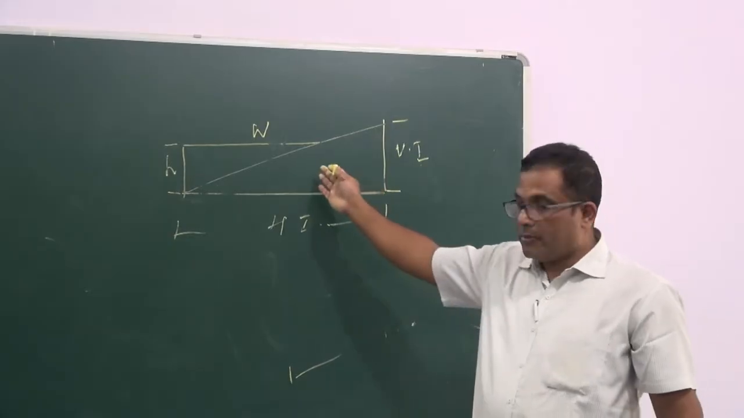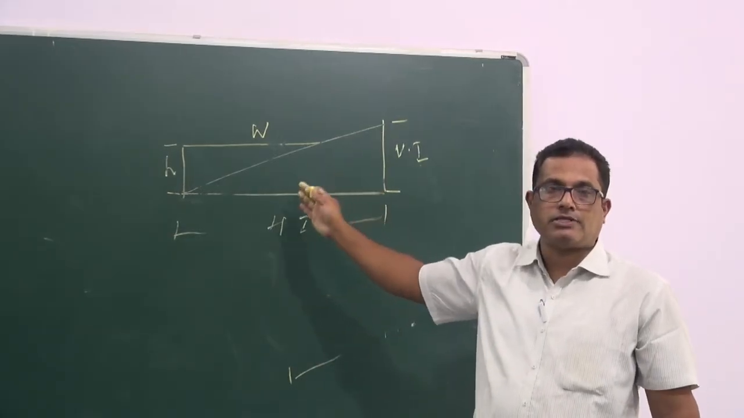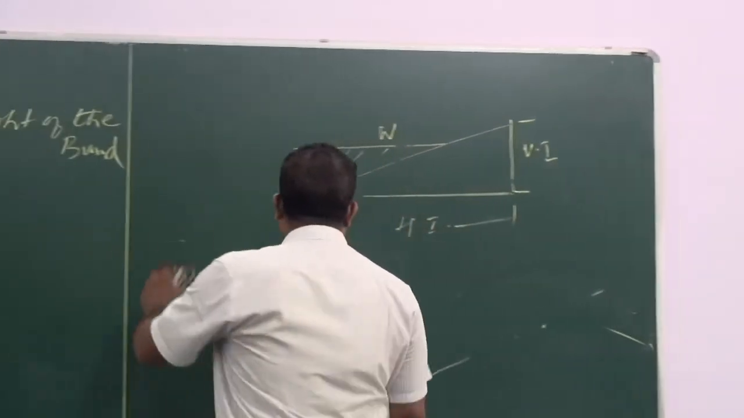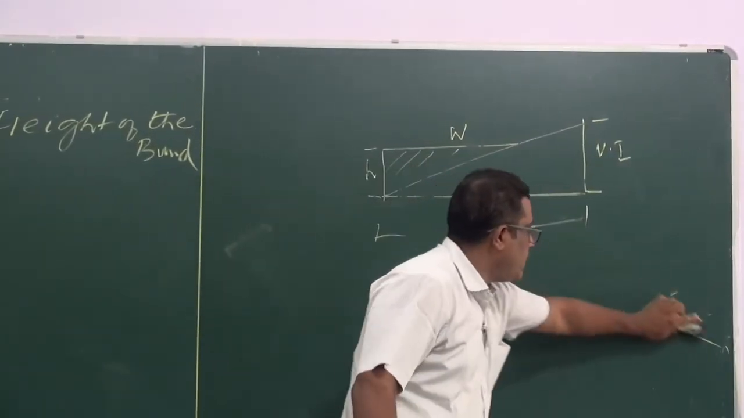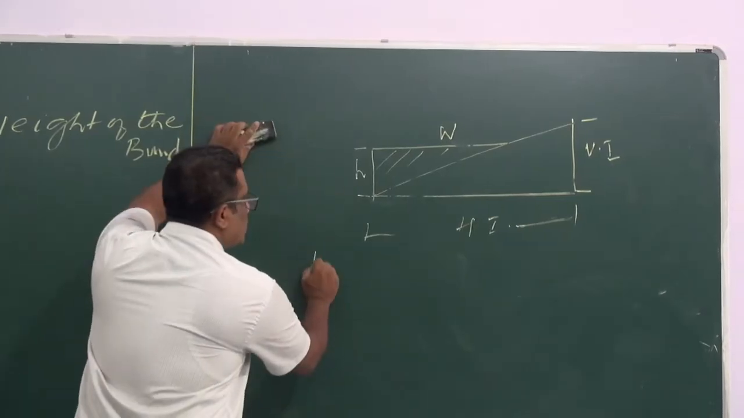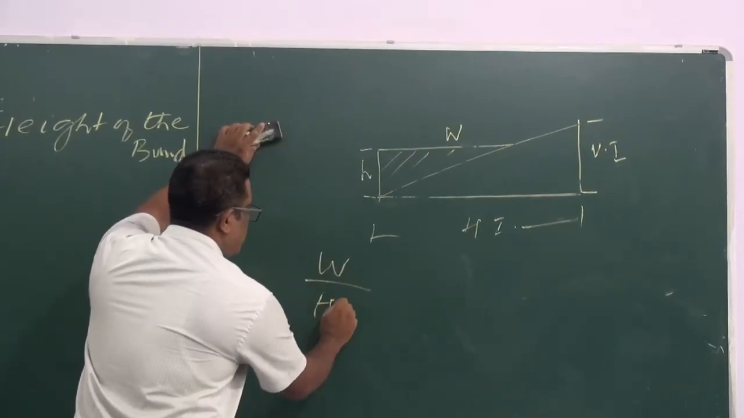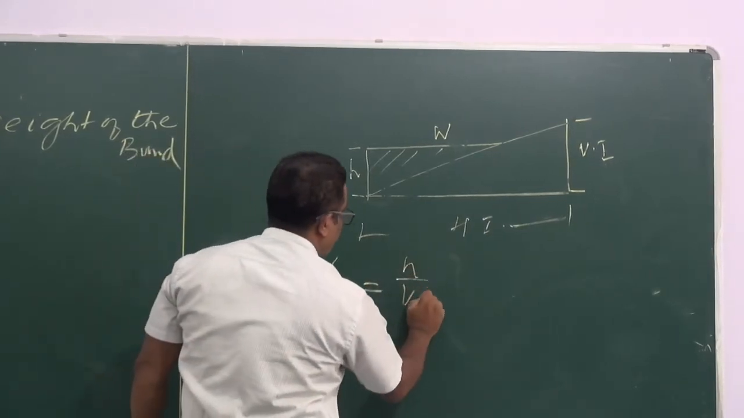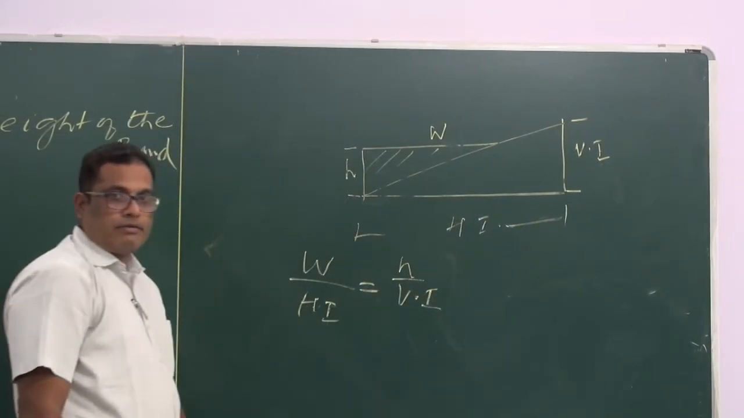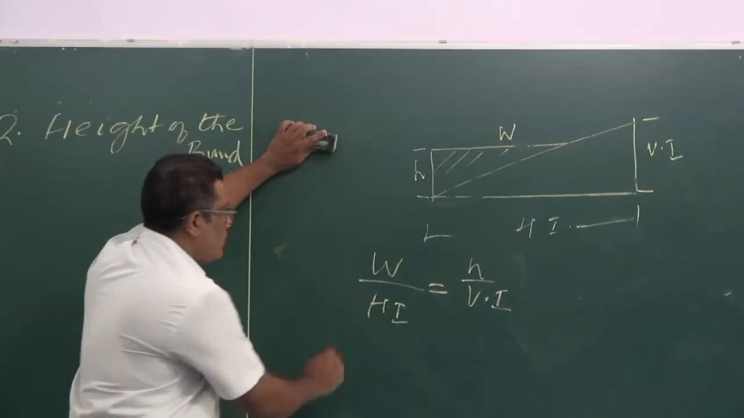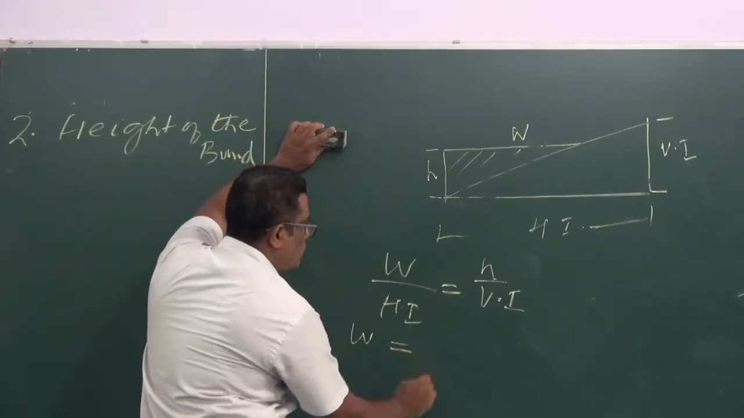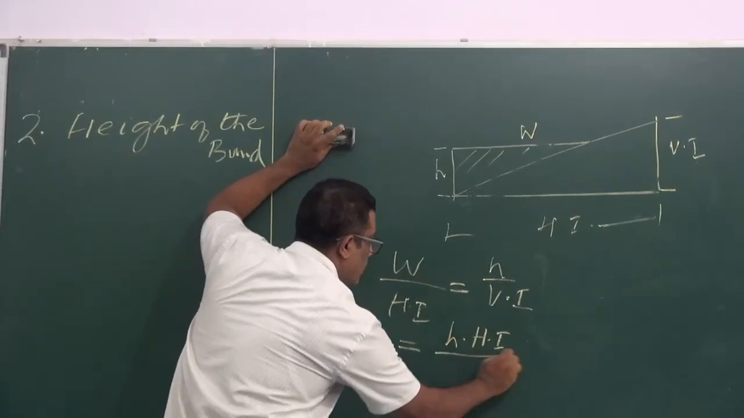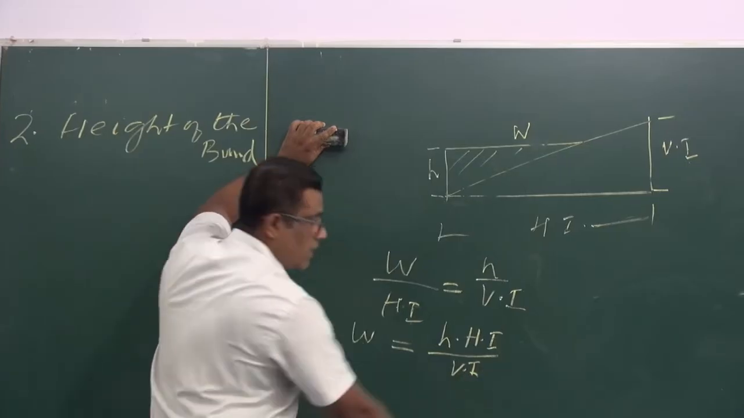So what geometrical figure does it form? It is a case of a similar triangle. By the property of similar triangles, we know that W by HI is equal to H by VI. Any doubt? Then W would correspond to H into HI by VI.